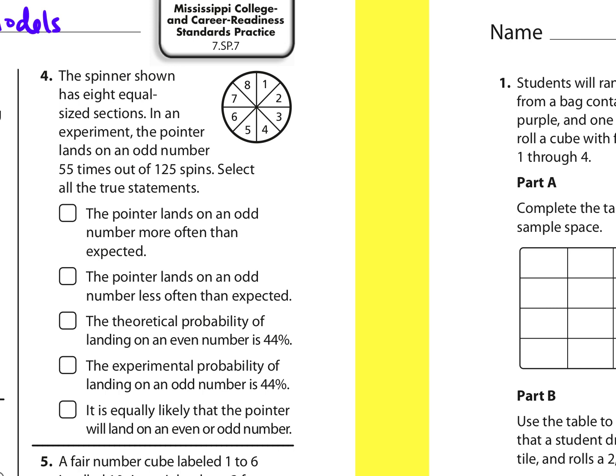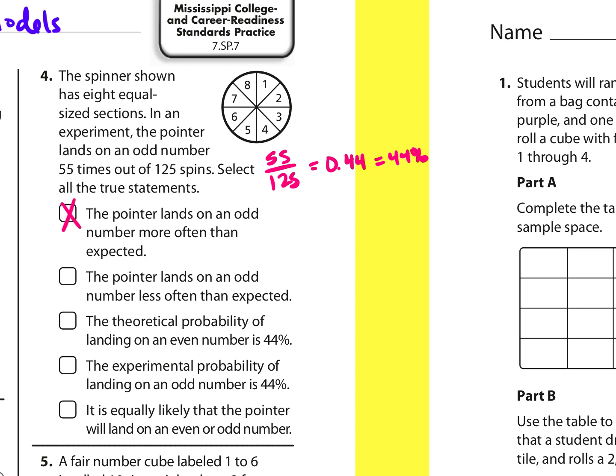Number 4. The spinner shown has 8 equal-sized sections. In an experiment, the pointer lands on an odd number 55 out of 125 spins. Select all the true statements. The pointer lands on an odd number more often than expected. Well, 55 divided by 125, or 55 out of 125, would be 0.44 or 44% of the time. You would expect it to be half the time, so that's not true.